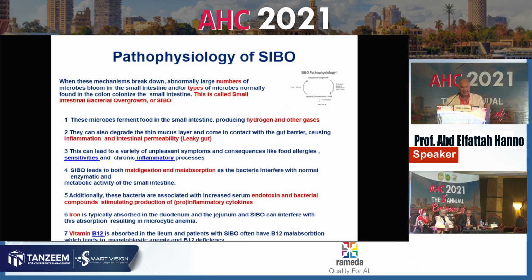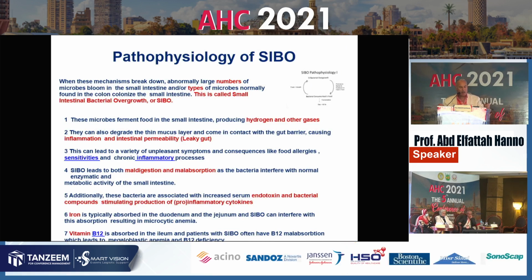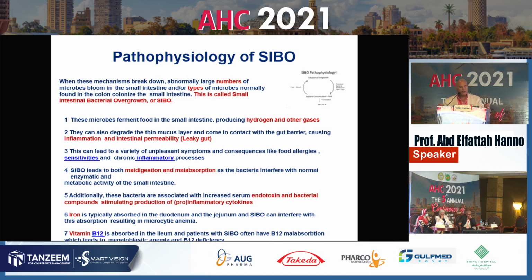So, when these mechanisms break down, abnormally large numbers of microbes bloom in the small intestine, and the types of microbes normally found in the colon colonize the small intestine. This will lead to, number one, these microbes fermenting food.